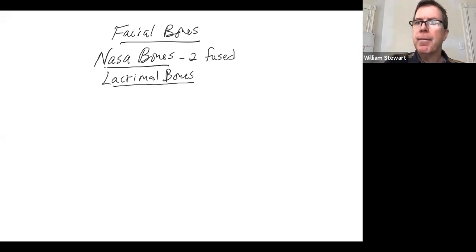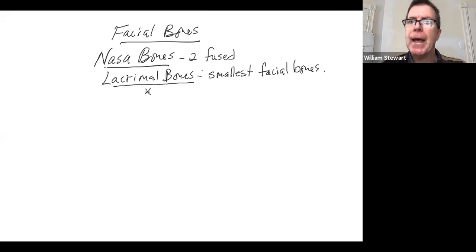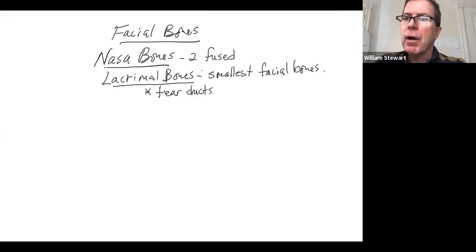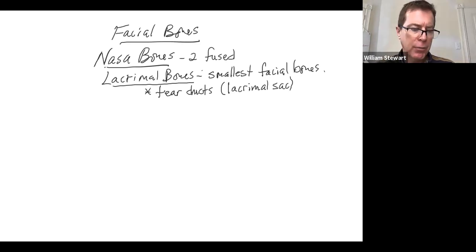All right, lacrimal bones. These are the smallest of all facial bones. They also, I want you to know this, that's where the lacrimal sacs or our tear ducts are located. There's a duct going right through the middle of this bone. It looks like a hole called the lacrimal sac. And that's where fluid from our eyes drains down into this hole through this bone. And what it does is it passes that fluid into our nasal cavity.